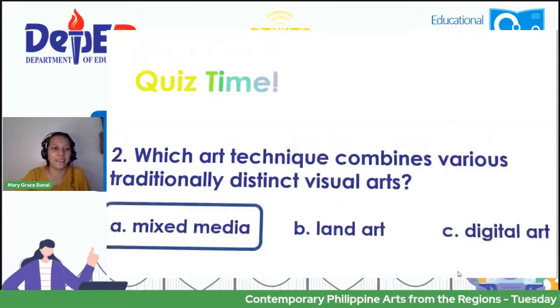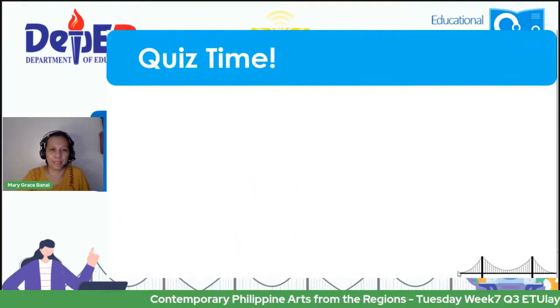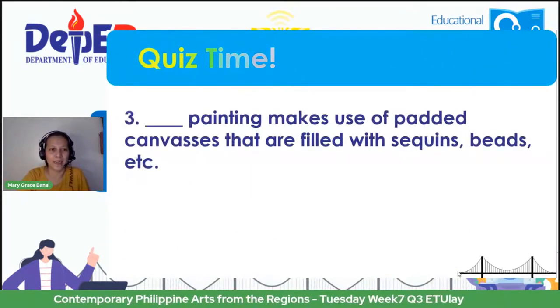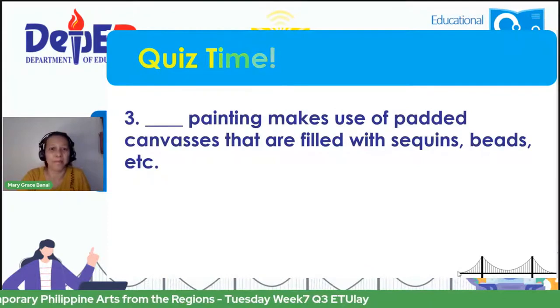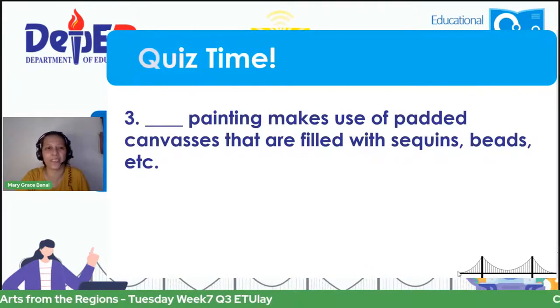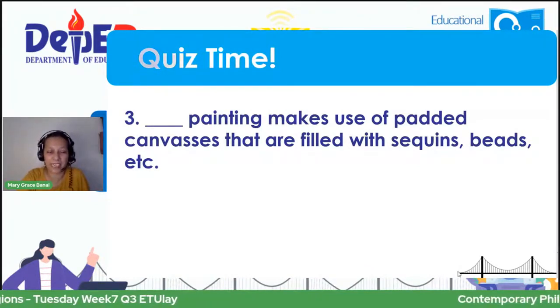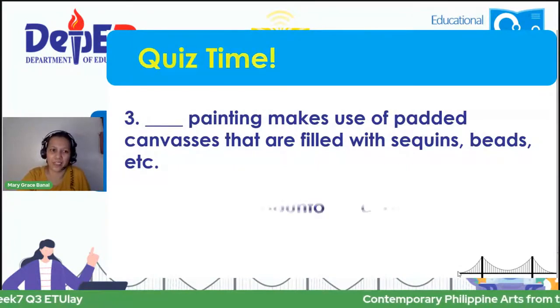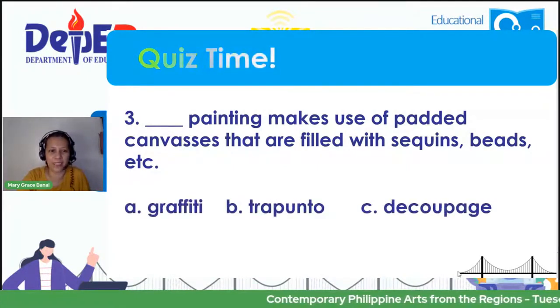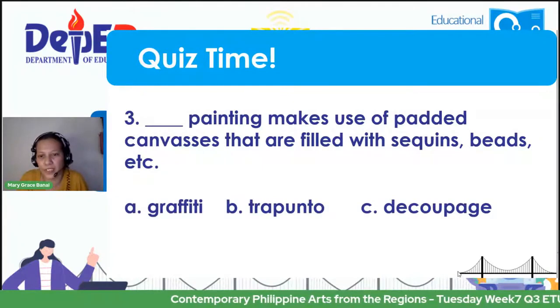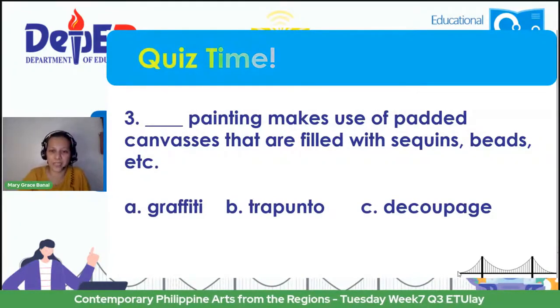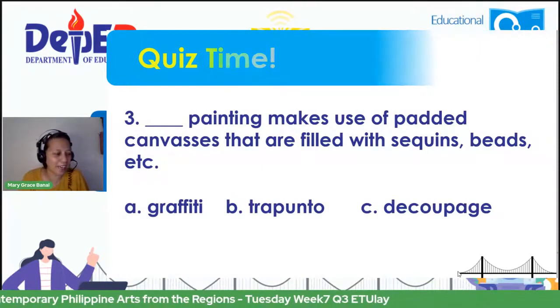Very good. Number 3. This is our question. Blank painting makes use of padded canvases that are filled with sequins, beads, etc. Choices are A. Graffiti, B. Trapunto, or C. Decoupage. 5 seconds. Type in your answer now.